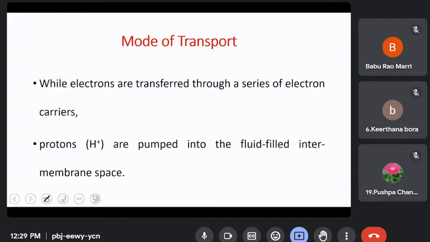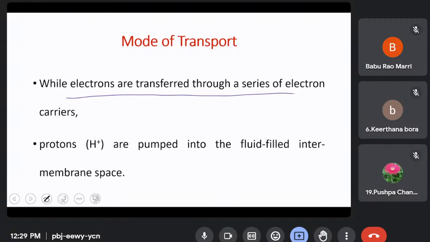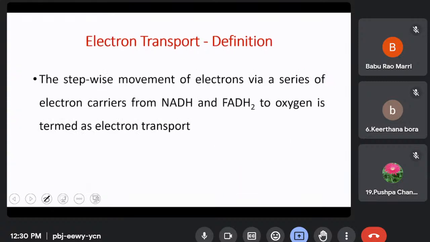So what is the mode of transport of these electrons and protons? While electrons are transferred through a series of electron carriers, which we have already discussed, protons are pumped into the perimitochondrial space. This perimitochondrial space is fluid filled, and it is also called the intermembrane space because it is present between the outer and inner mitochondrial membrane. Thus, electrons are transferred through electron carriers, and protons are sent out into the fluid filled intermembrane space, also called the perimitochondrial space. So protons are released here, electrons are transported through the inner mitochondrial membrane.